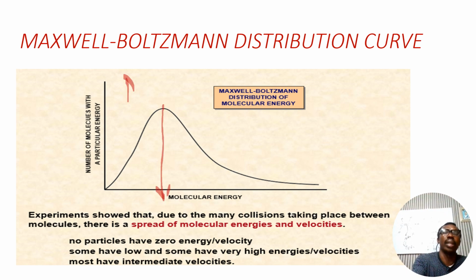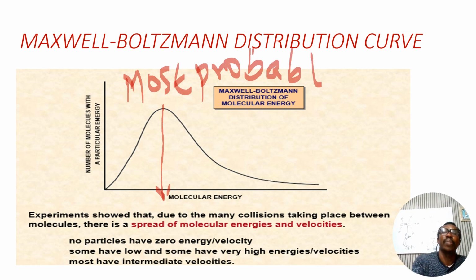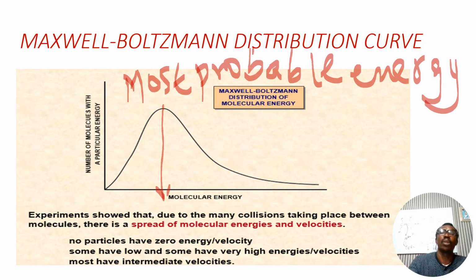This is the area with the most probable energy. When we talk about the most probable energy, it is the energy possessed by the maximum number of reactant molecules at a particular, fixed temperature. Then you have the mean energy.